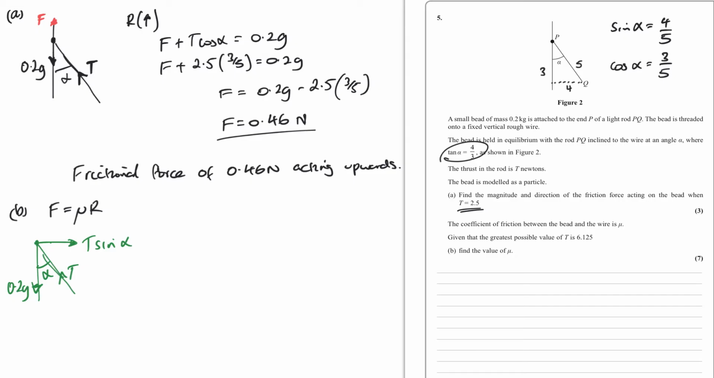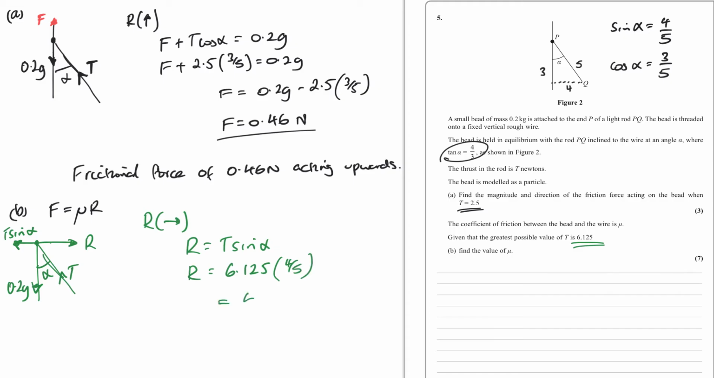Sorry, this is going to be R. This direction is going to be T sine alpha. So we can see that resolving horizontally, we get R equals T sine alpha. The greatest possible value of T is 6.125. So R equals 6.125 times sine alpha, which is 4/5. And that gives me that R is 4.9 newtons.